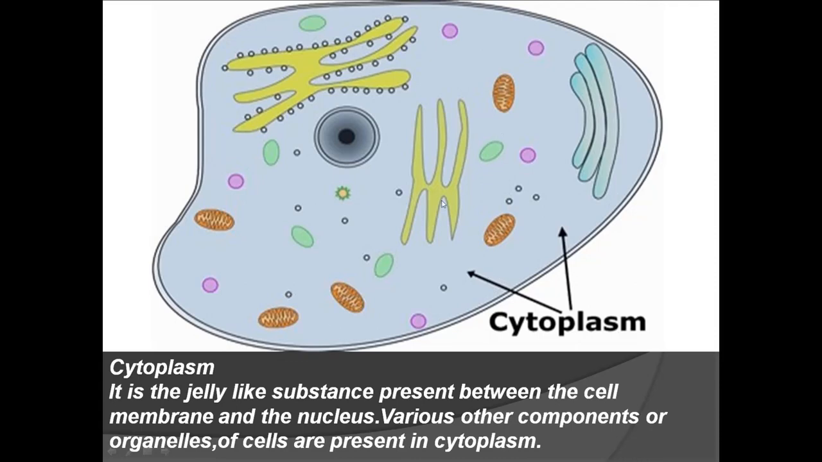There are many organelles, as you can observe here. There are many organelles such as mitochondria, Golgi complex, endoplasmic reticulum, rough endoplasmic reticulum, smooth endoplasmic reticulum, vacuoles, ribosomes, etc. So these organelles are floating in the cytoplasm. These organelles are present in this jelly-like substance called cytoplasm.